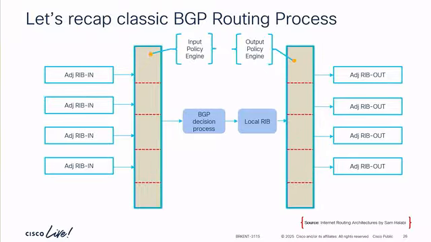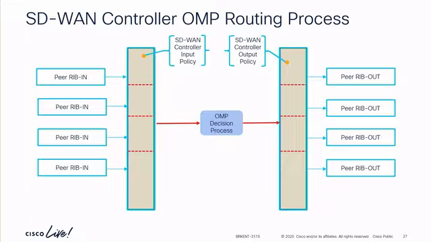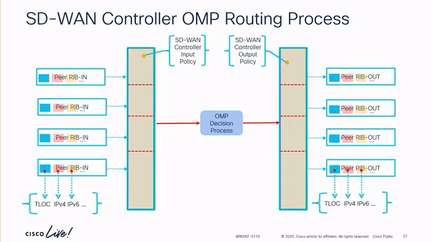So everyone knows that. Same is the case with OMP, right? We have a separate RIB in for each OMP peer, and a separate RIB out for each OMP peer. However, because OMP supports multiple address families, each peer's RIB in also has a separate RIB in for each of the address families that the OMP protocol supports, such as TLOCs.